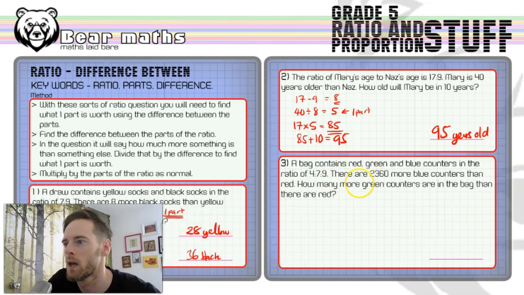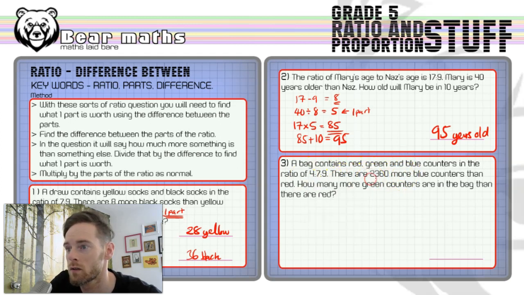Let's have a look at the last one. So a bag contains red, green and blue counters in the ratio of 4 to 7 to 9. So we've got a 3-parter going on here. There are 2,360 more blue counters than red. How many more green counters are in the bag than there are red? Okay, so let's start off with this question by working out the difference between the things that we need to.